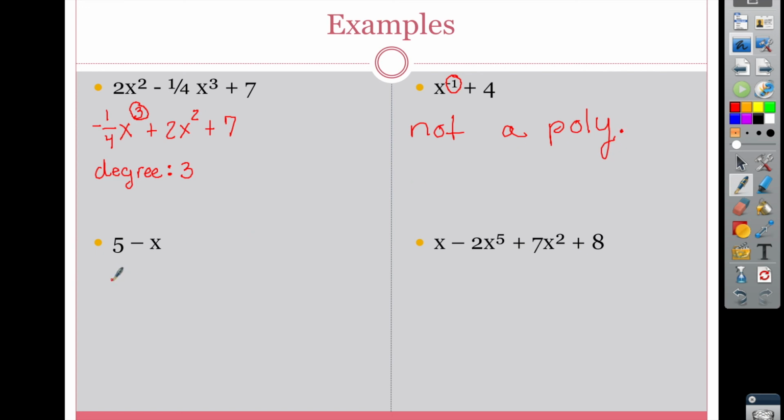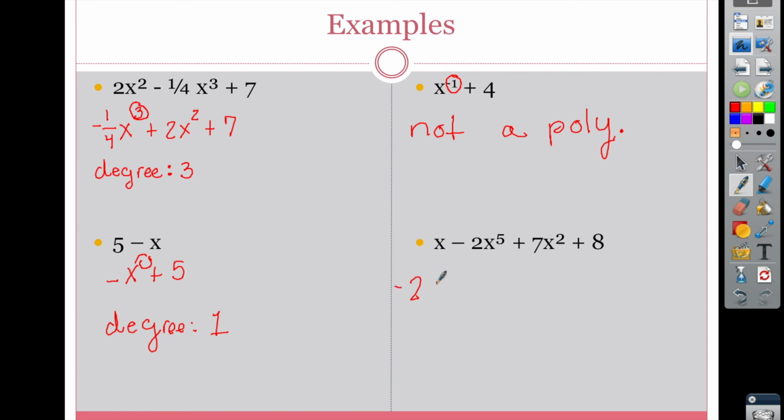Okay, 5 minus x. Let's rewrite this in standard form. So this would be negative x plus 5. Our x is raised to the first power, so our degree would be 1. Again, if there is not an exponent on a variable, then it is raised to the first power.